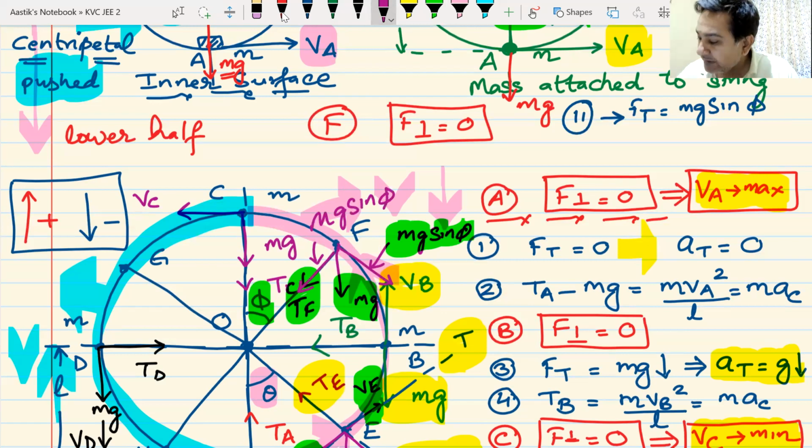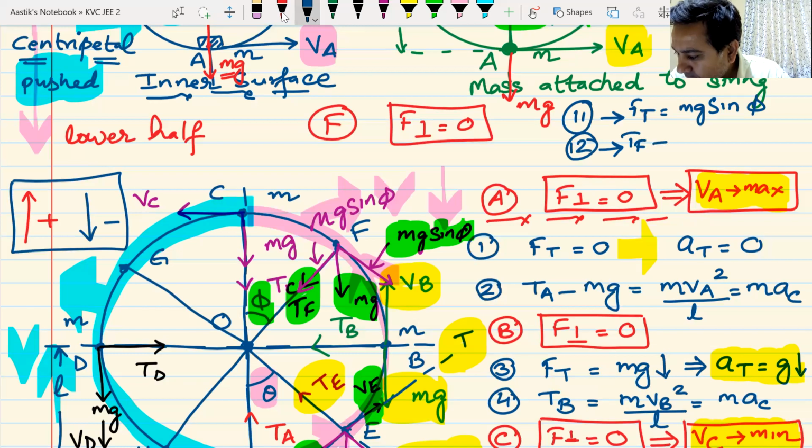Now can you tell me the 12th equation? Can you now tell me the 12th equation? The 12th equation is the equation at point F in the radial direction. Does anyone know that equation? Please let me know. TF plus mg sin phi equals m v square by L.